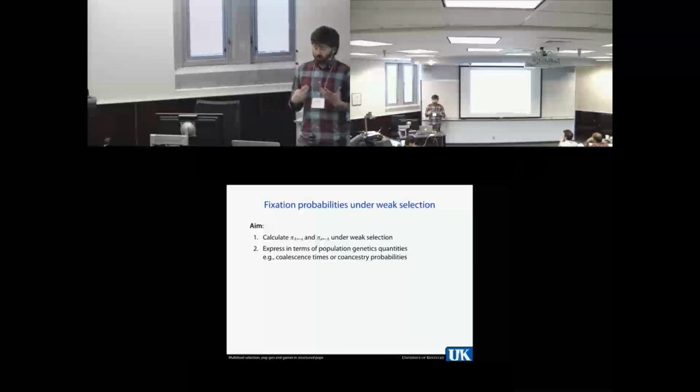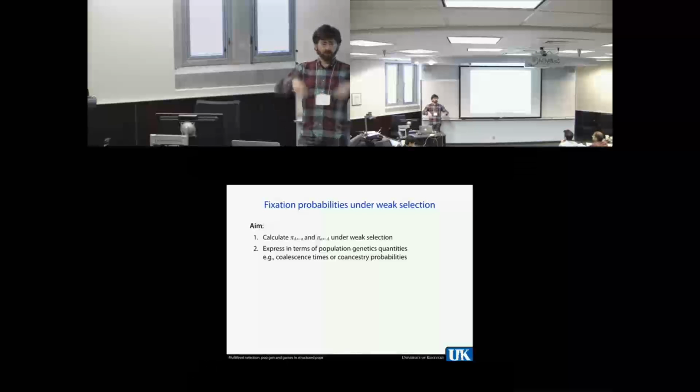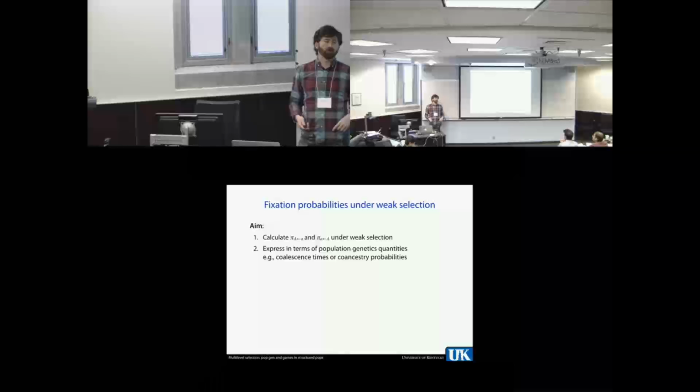So then what we're going to want to do is calculate these two fixation probabilities under the assumption of weak selection. And we're going to express these things in terms of quantities that we're used to measuring in population genetics. In particular, we're going to express them in terms of the time that two alleles take to go back in time to coalesce to a common ancestor.